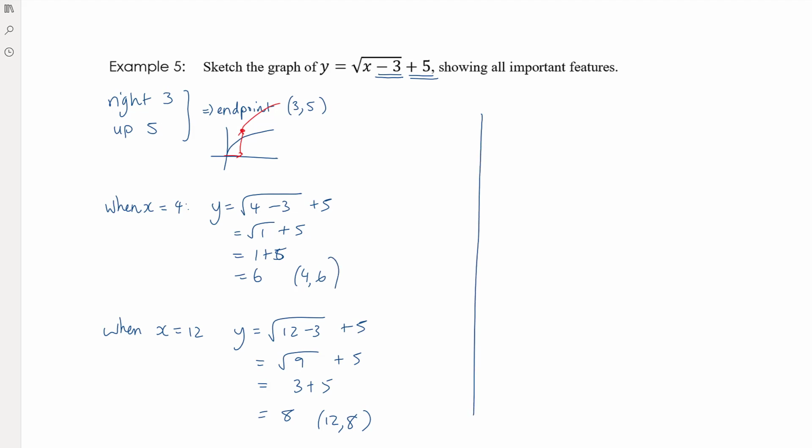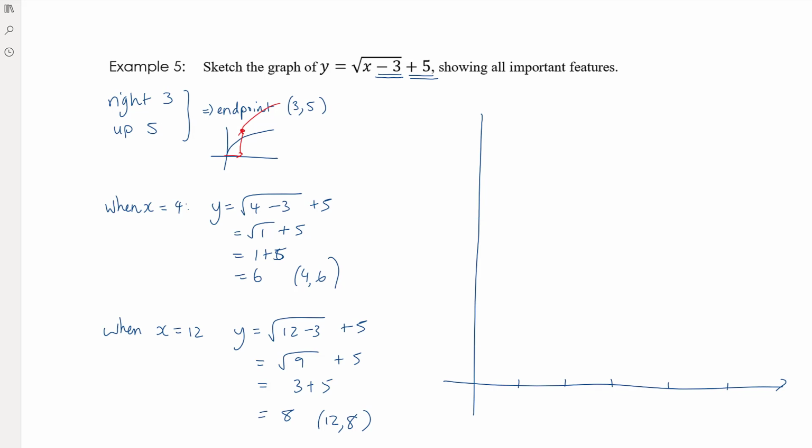What do we need? (4, 6), and (3, 5). Okay, so let's go with 1, 2, 3, 4, 5, 1, 2, 3, 4, 5, 6. Okay, so we've got, in fact, I'm just going to make that y scale a bit smaller, otherwise my whole graph's going to be off the screen.